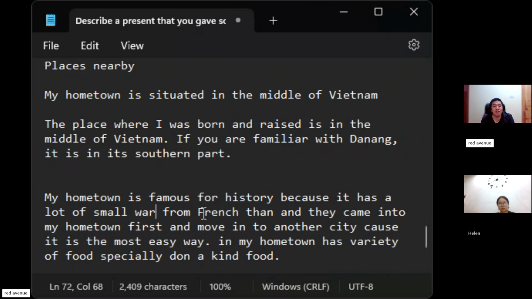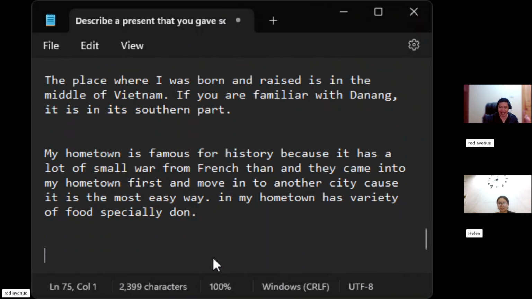My hometown is famous for history because it has a lot of small war from French. Then they came into my hometown first and moved into another city because it is the most easy way. In my hometown has a variety of food, especially zon, a kind of food. Let's check it out. Now, this small one, war from France, not French. Small war from France.